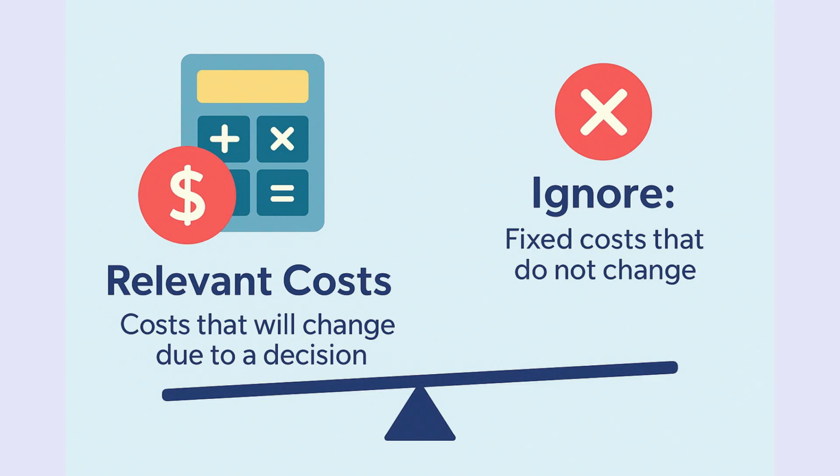Relevant costs are those costs that will change as a result of a decision. Fixed costs that remain constant are not relevant. So, we only compare the variable or avoidable costs of making with the purchase price. Let's analyze Foresight Manufacturing's decision again, considering only relevant costs.